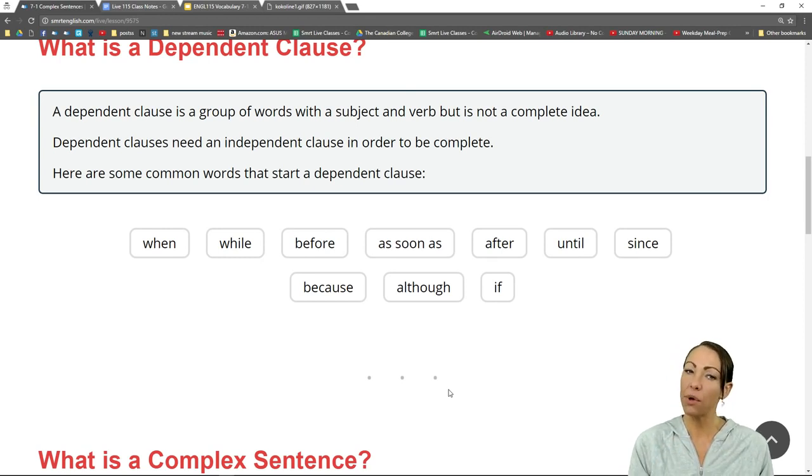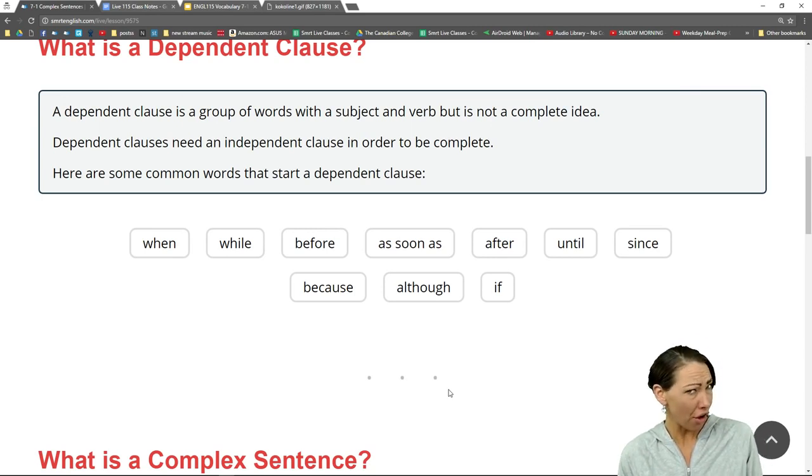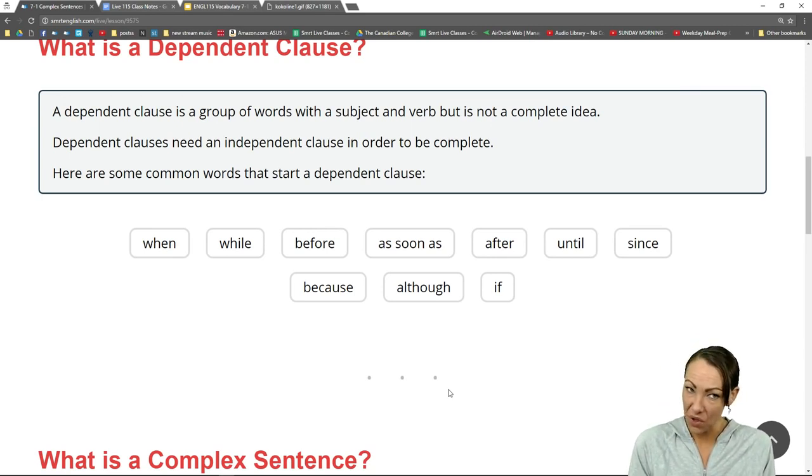Now, here are some very common words that will start a dependent clause. Most times when you see these words or groups of words, that gives you an idea that you're starting a dependent clause. Our words: when, while, before, as soon as, after, until, since, because, although, and if. Those are common words that start a dependent clause.